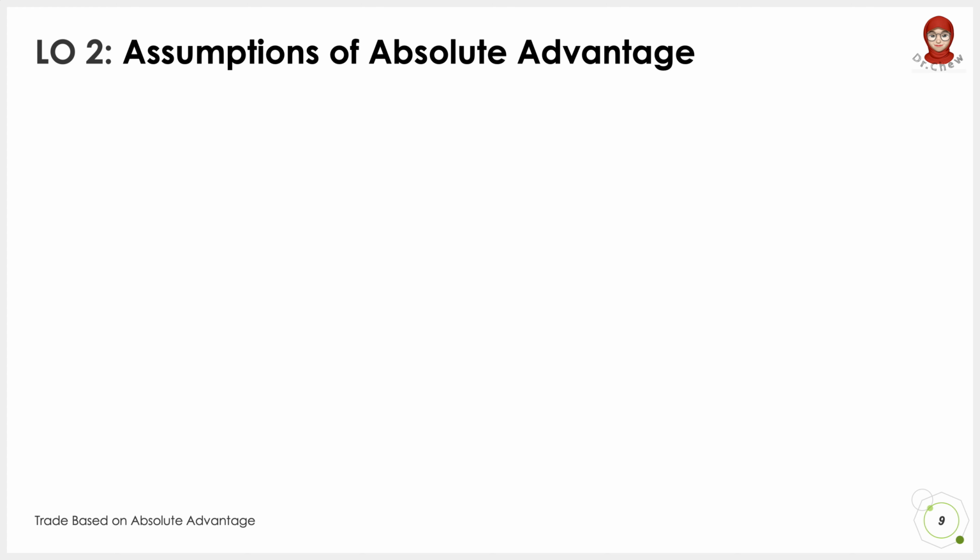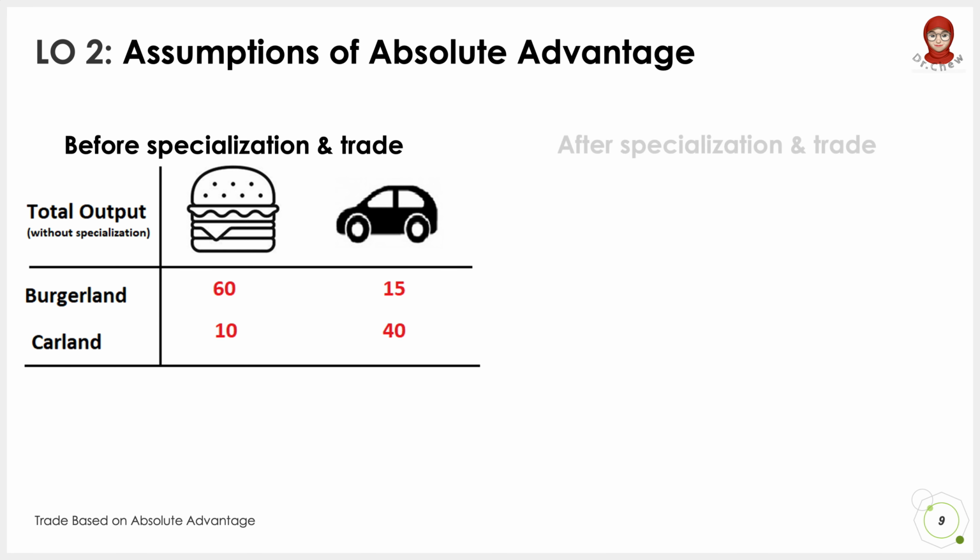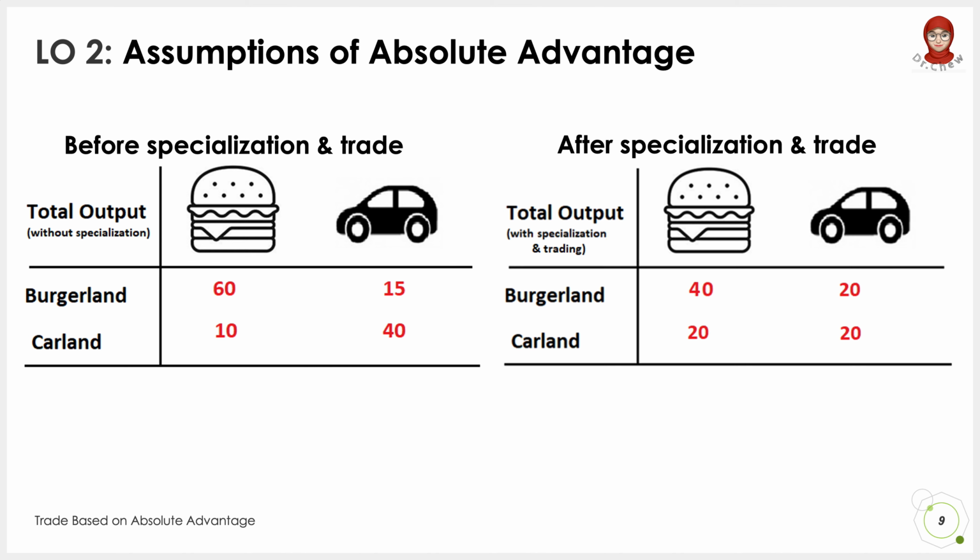Now, let's compare before specialization and trade with after specialization and trade. The left diagram shows the original diagram when no specialization and trade happen. And the right diagram shows what happened after trade and specialization. Obviously, with specialization, Burgerland can consume more cars than before. And Carland also has more burgers than before. Remember, the trade is based on 20 burgers with 20 cars.